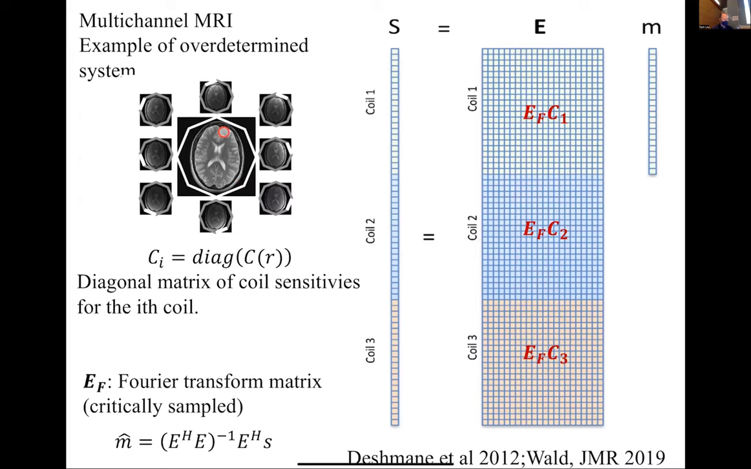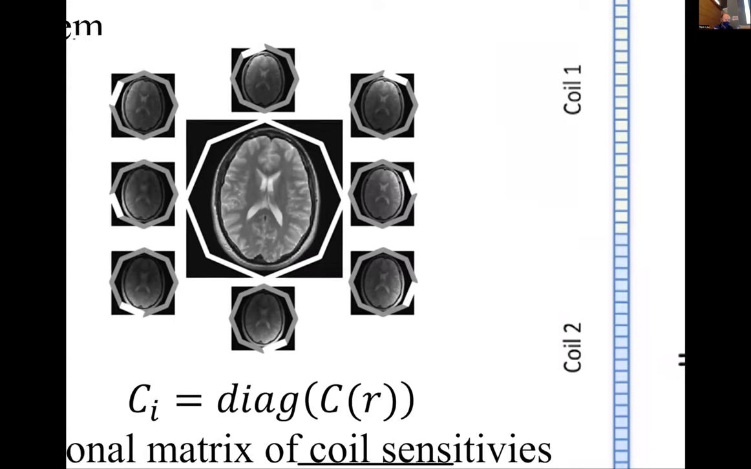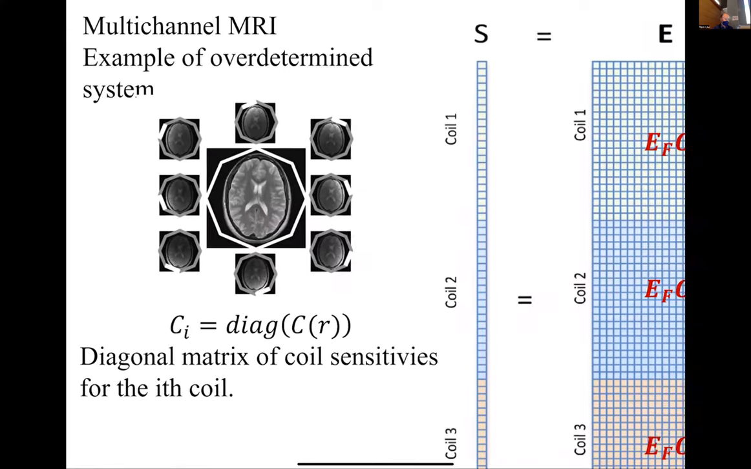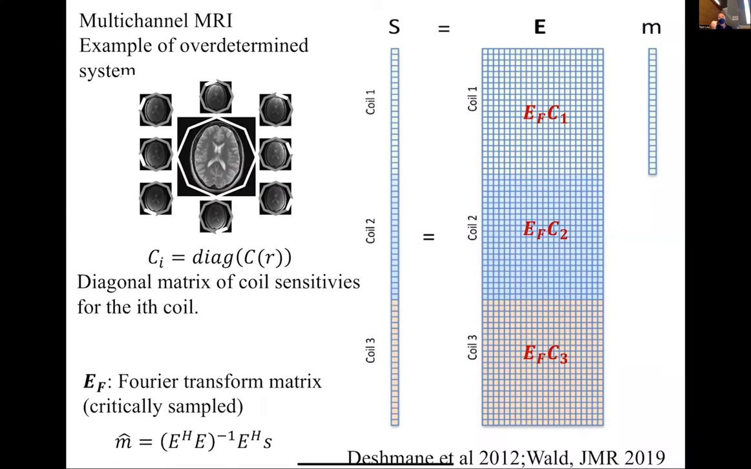In this case, if you look at these images here, you can see this coil is bright here, dark here. This coil makes an image that's bright here, dark here, and so on and so forth. So each of these coils sees something different, and therefore each coil is giving you some spatial information. And remember, in the Fourier domain, when we do k-space, we're trying to figure out what's in the object.